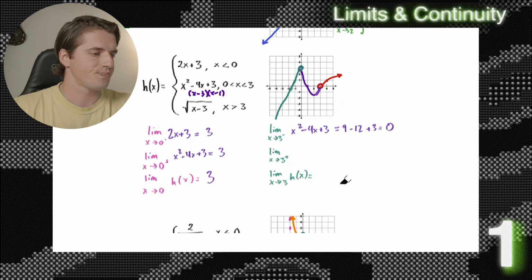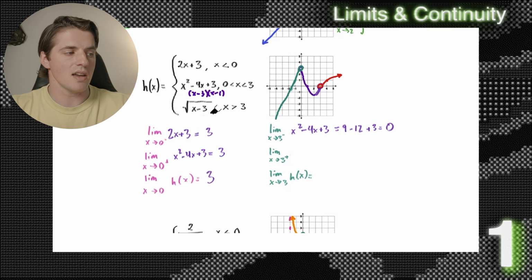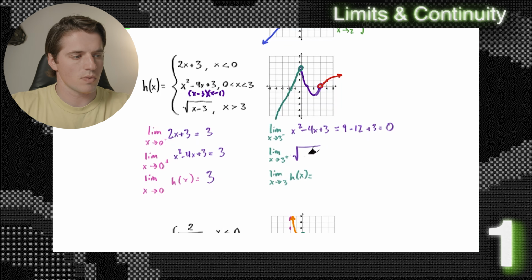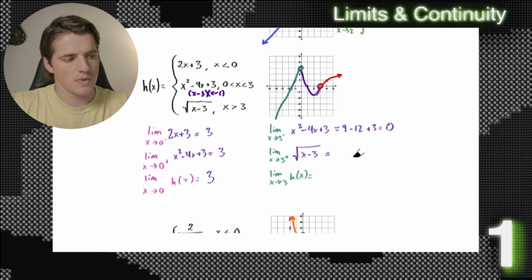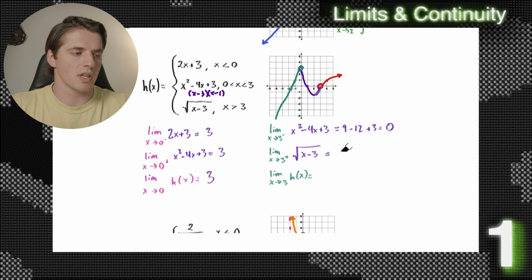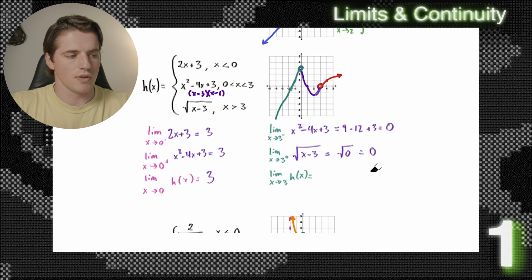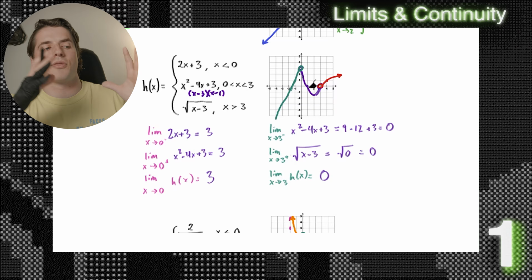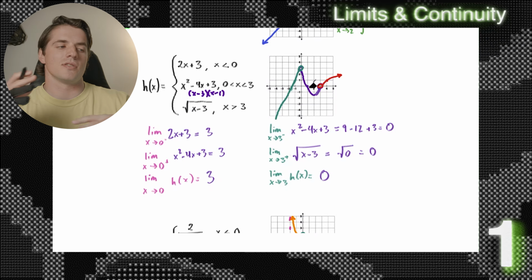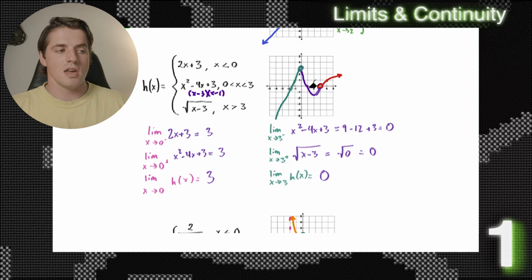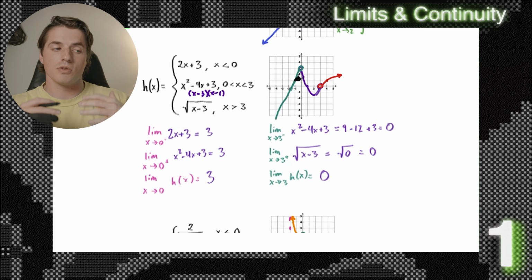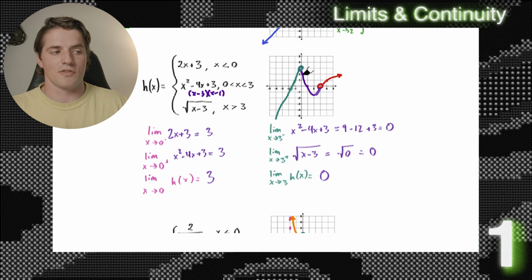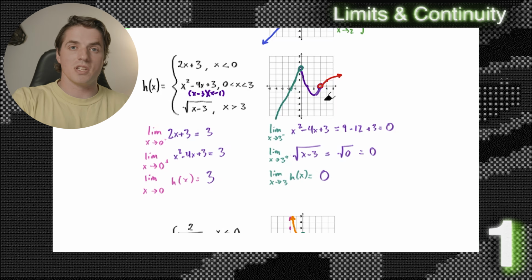is 0. And then from the right side, we're going to be plugging into the square root of x minus 3. Plugging in 3 directly, we get the square root of 0 is 0. So this limit is 0. So although we had three different equations writing this function, the limits when those functions met, they existed, and they were equal to the left and right hand sided limits. So we didn't have any issues there.